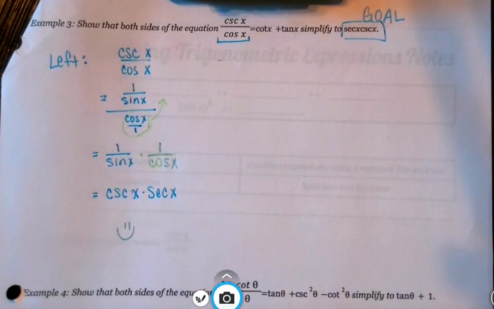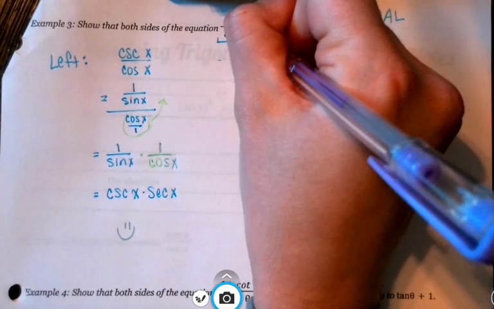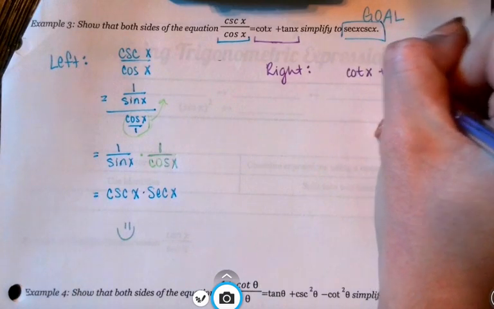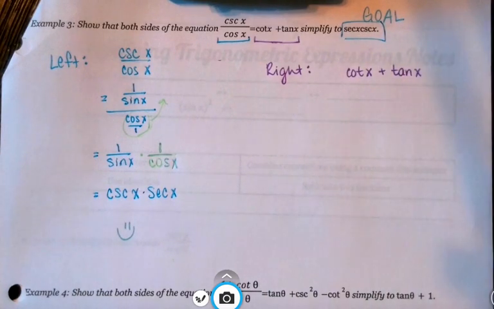So now we're going to do the same thing to the right side of our equation. So we're looking at everything to the right of our equal sign. And I'm going to do that on the right side of my notes. I'm just going to write down what we have. We have cotangent plus tangent.